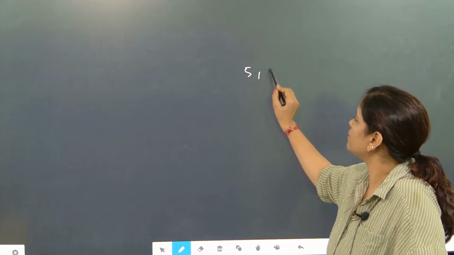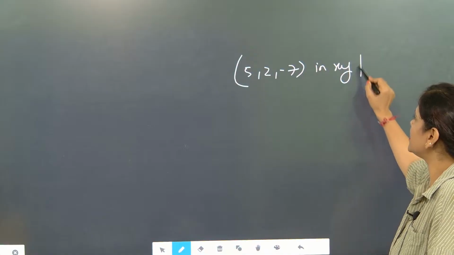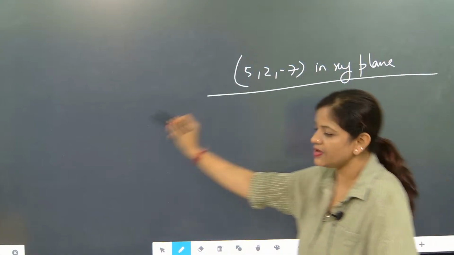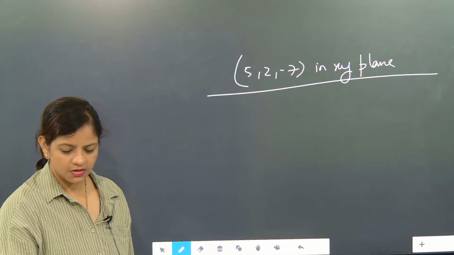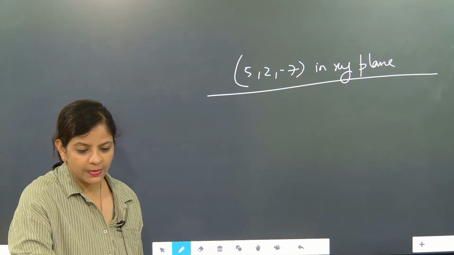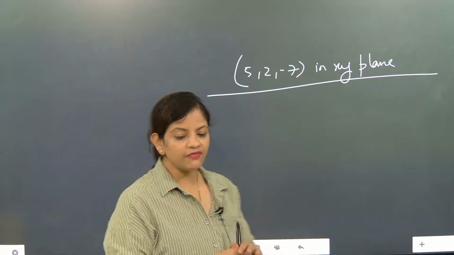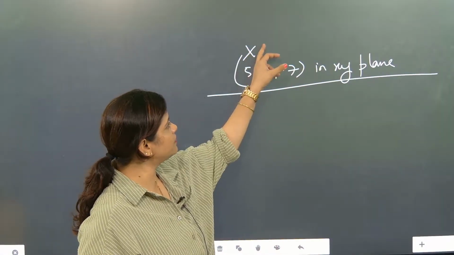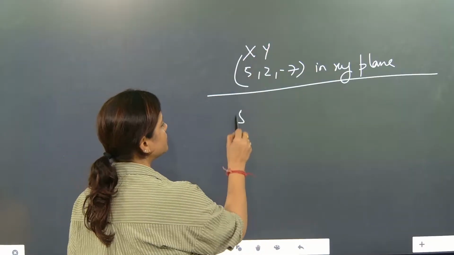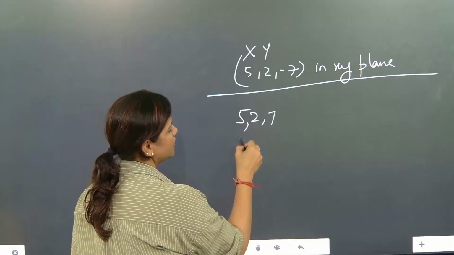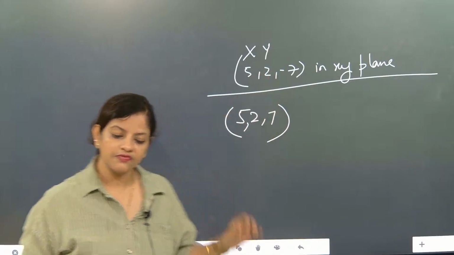So now look here: 5, 2, -7. Now find the image in the xy plane. So what will the image in the xy plane be? Come on, say the answer. See, xy plane means what? The x and y values will stay fixed, and only this value will change sign. So the answer will become 5, 2 and 7. This will be the image of this point, 5, 2, -7.